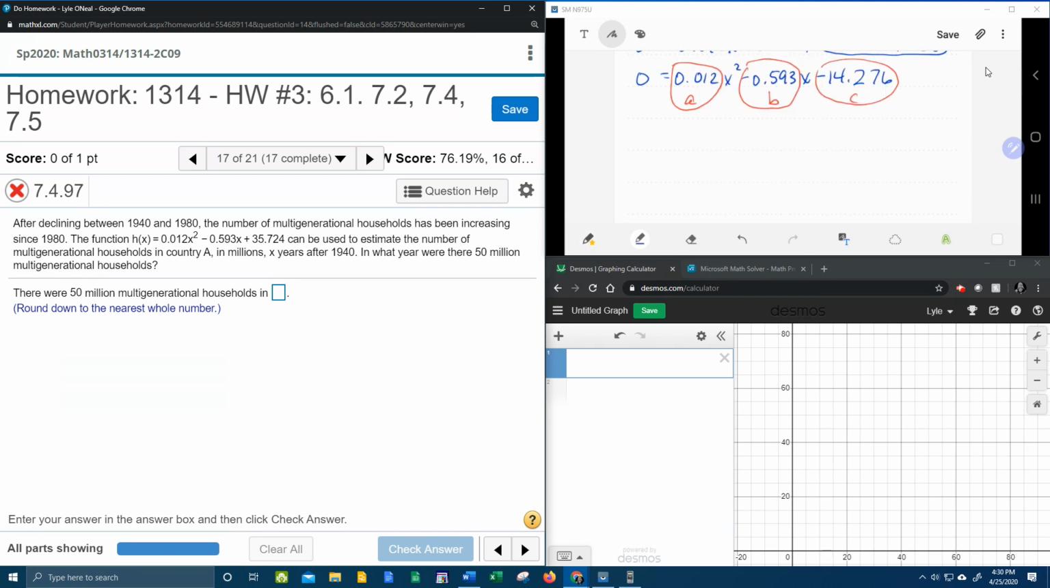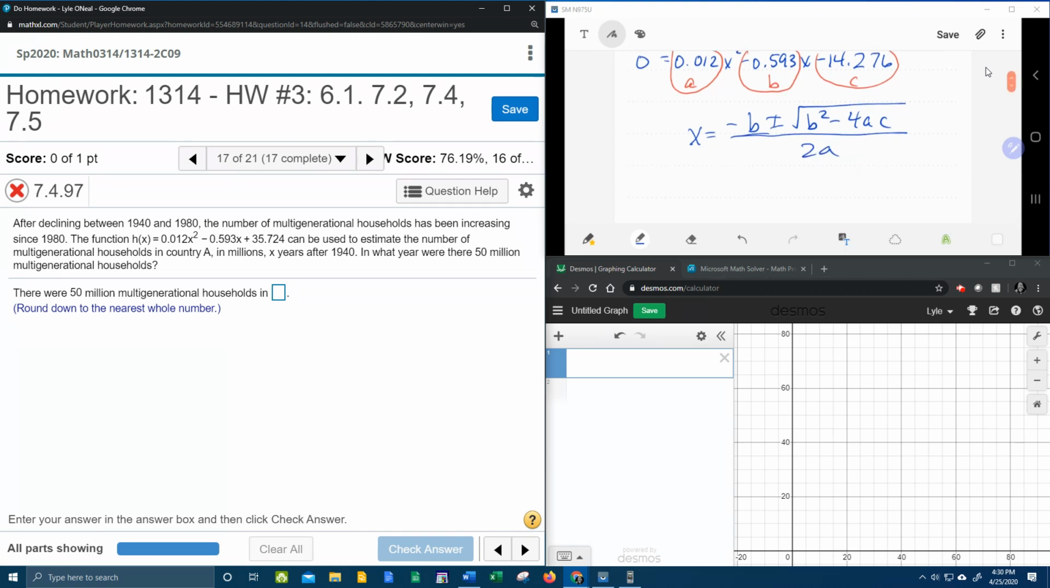And just to remind you, the quadratic formula is x is equal to negative b plus or minus the square root of b squared minus 4ac all over 2a. Quadratic formula. So let's plug in. We're going to have x is equal to negative b, and since b is already negative, that's going to make that positive 0.593 plus or minus square root of b squared. So 0.593, now that's negative, okay, but if I square that, it'll become positive. So I can leave the negative off knowing that this is going to be positive anyway.